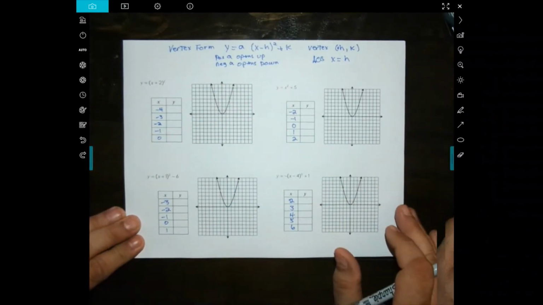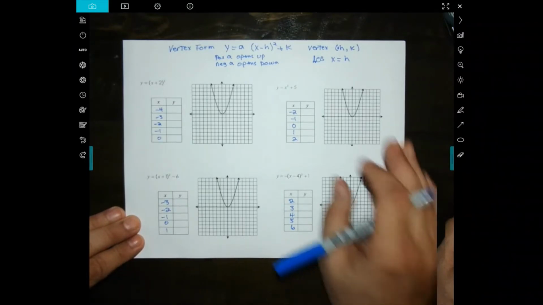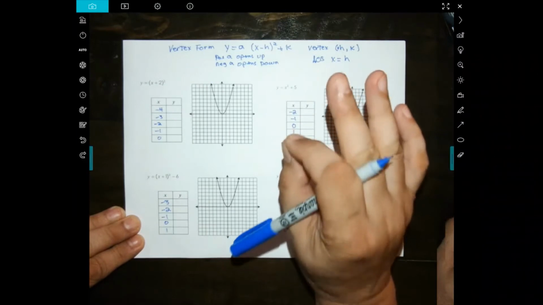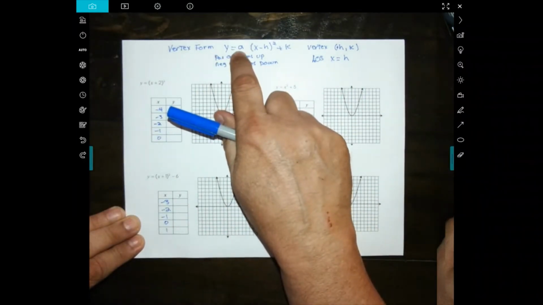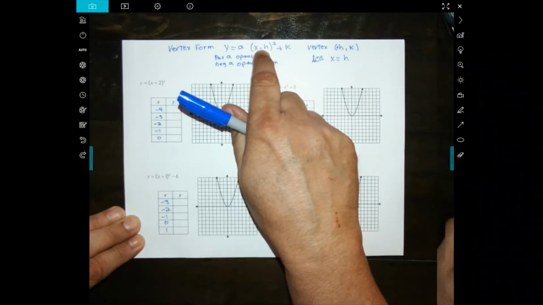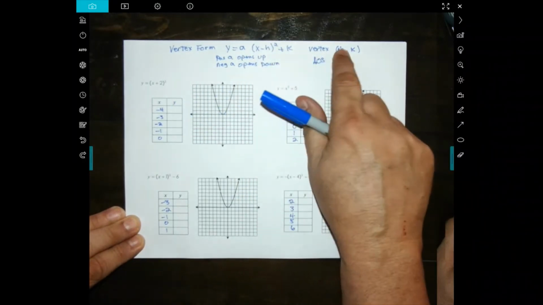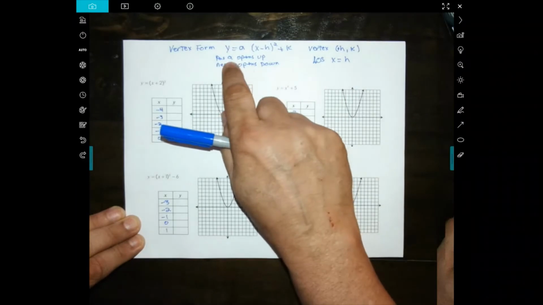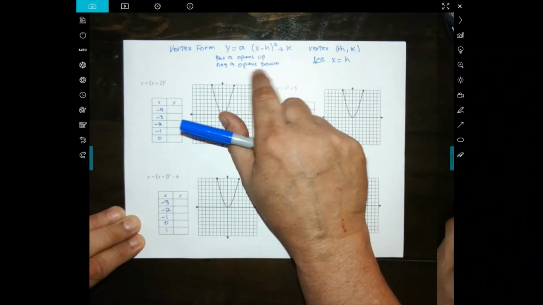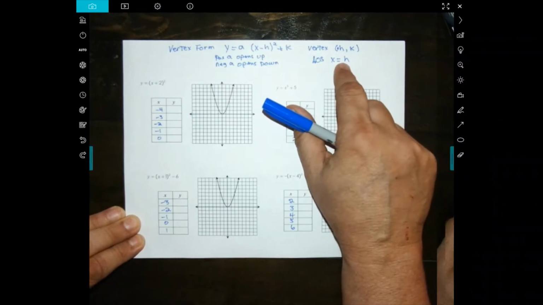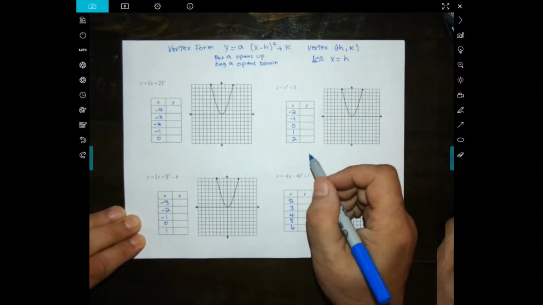This time we're going to talk about transformations of parabolas, and specifically only translations at this time. So we know the vertex form of a parabola is a times quantity x minus h squared plus k, where the vertex is at h and k. If a is positive, it opens up. If a is negative, it opens down, and the axis of symmetry of the parabola is at x equals h.